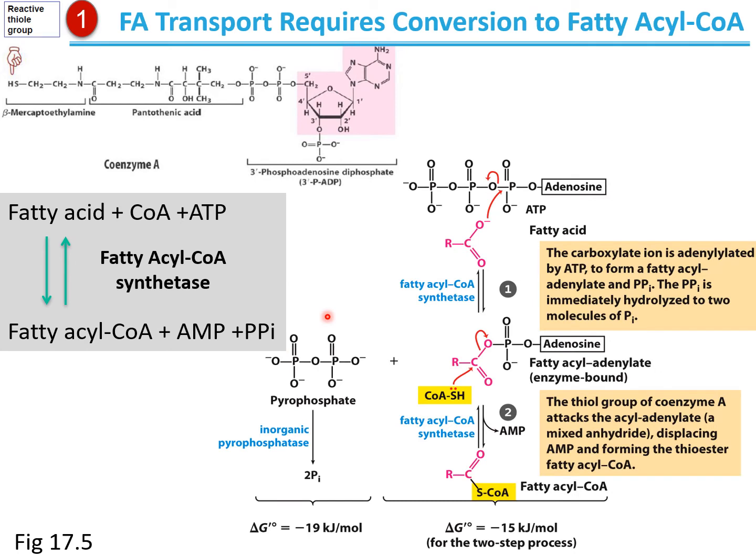Here is the detail of the reaction. Here's our fatty acid, and this carboxylic group will be adenylated here to form a fatty acyl adenylate plus pyrophosphate. This will then be hydrolyzed to 2 inorganic phosphates, which will generate energy and drive the reaction further via the thiol group of our coenzyme A, which will attack the acyl adenylate here, displacing AMP, and therefore generating a fatty acyl-CoA.